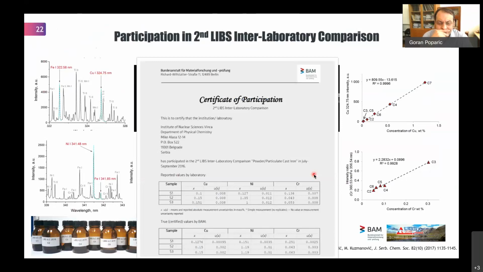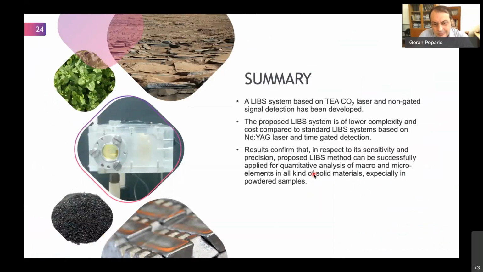So to conclude, a LIBS setup based on a TEA carbon dioxide laser and non-gated detection has been developed at the Vinča Institute. The proposed LIBS setup is of lower complexity and cost compared to the standard LIBS setups based on a neodymium YAG laser and time-gated detection. Our results confirm that in respect to its sensitivity and precision, the proposed LIBS method can be successfully applied for quantitative analysis of macro and microelements in all kinds of solid samples, especially powder samples. Thank you for your attention.